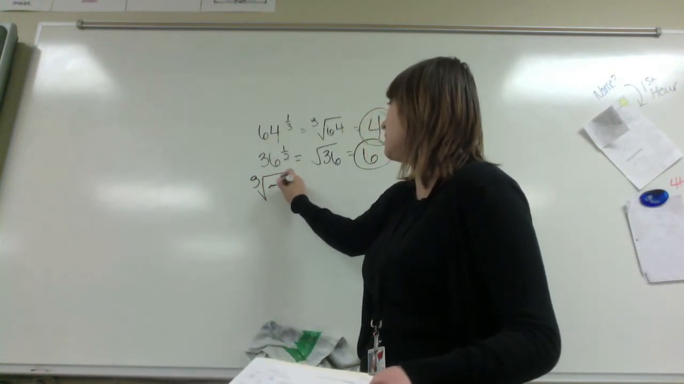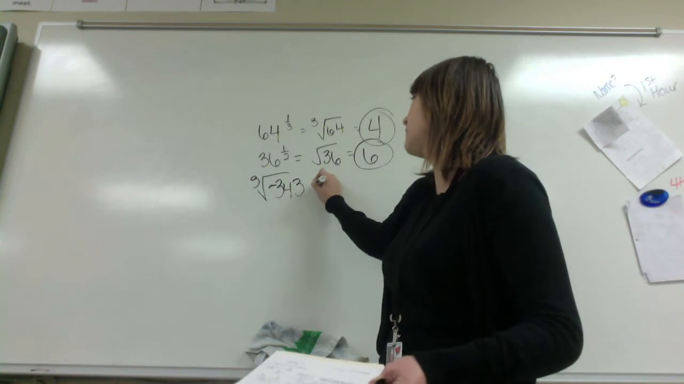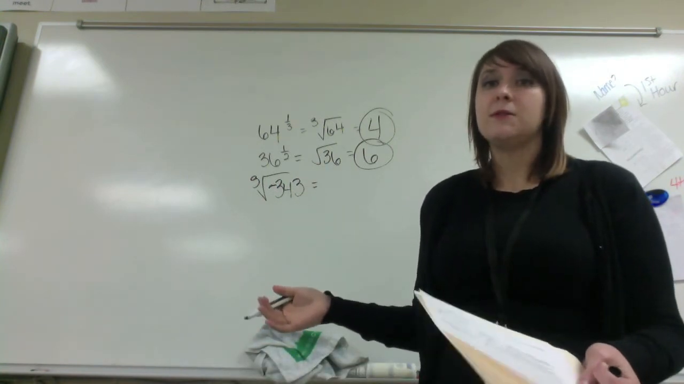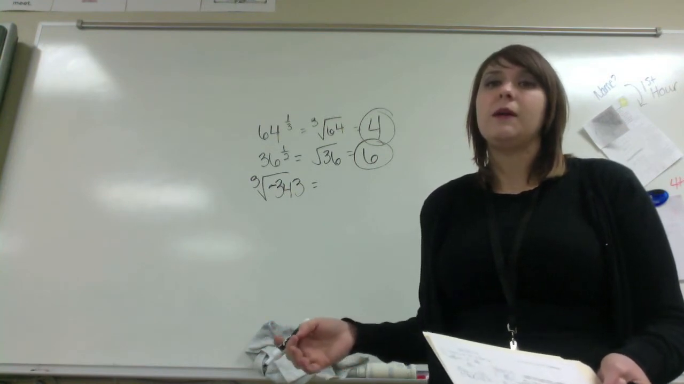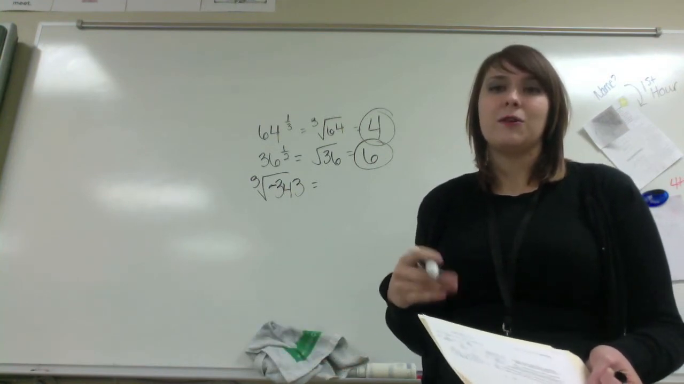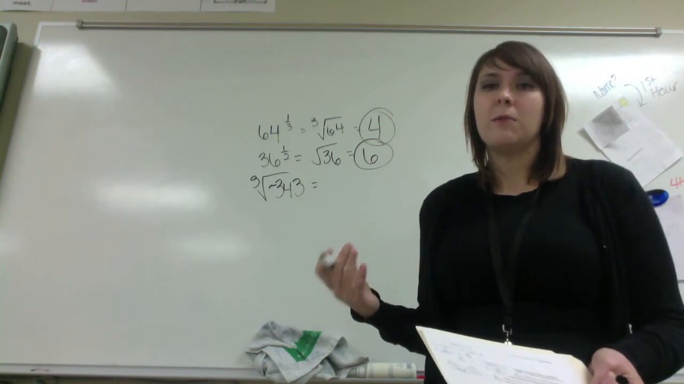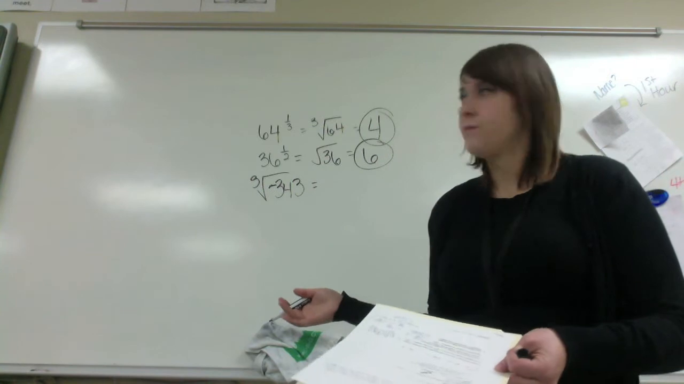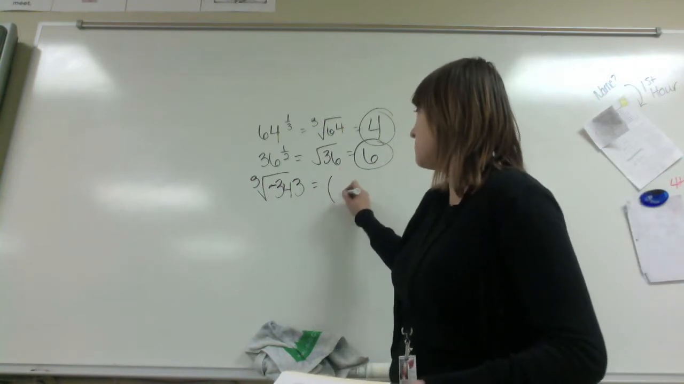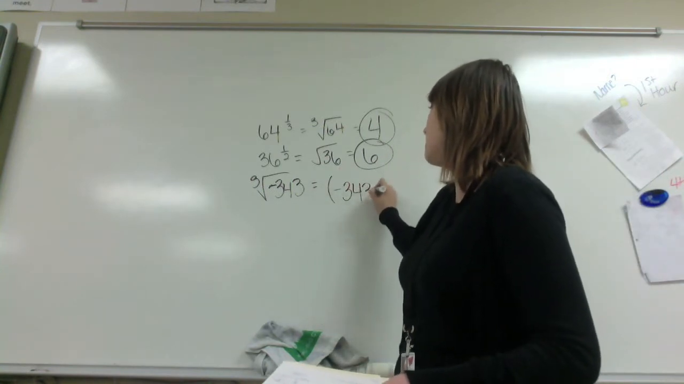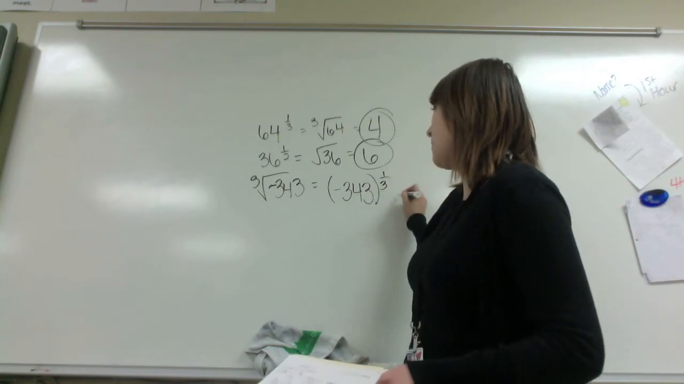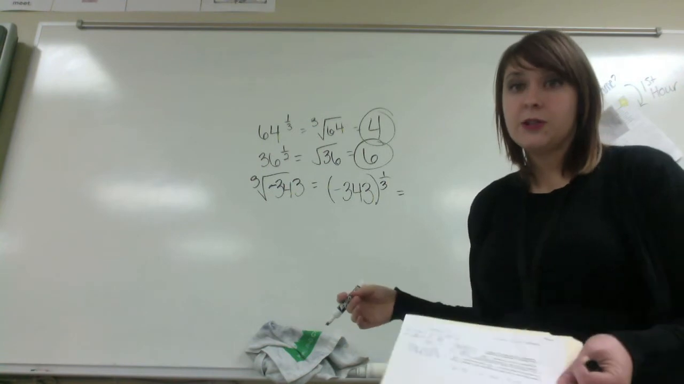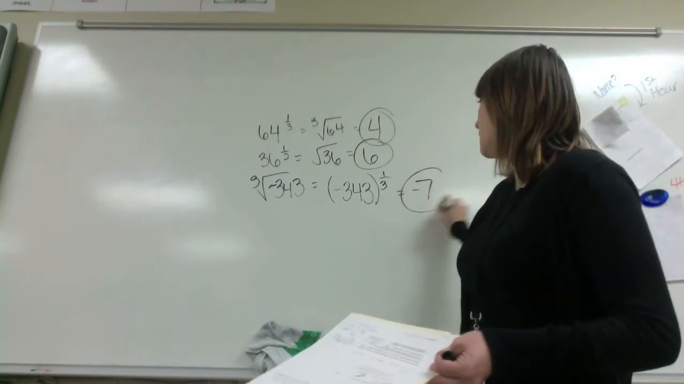Okay, the next one, we've got the cube root of -343. Okay, this one I don't expect you to memorize. So what you can do is you can plug this into your calculator, and even if you don't know how to do the cube root on your calculator, you can always do a power. So the cube root is the same as to the 1/3. So in our calculators, in parentheses, put -343 to the 1/3 power. Make sure your 1/3 is in parentheses. Okay, and what you should get is -7.